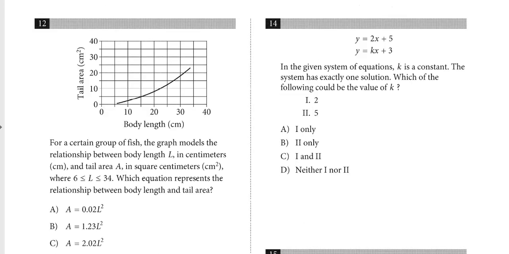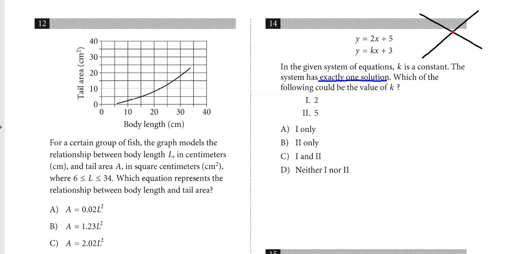All right, number 14, another system's back-to-back. In the given system of equations, k is a constant, so k is some number. We don't know what number it is. This system has exactly one solution. All right? Well, we need to understand what that means. One solution means that when these two lines cross each other, they're going to cross at exactly one spot. And what that means is they're going to have different slopes. All right? Different slopes in order to cross each other.